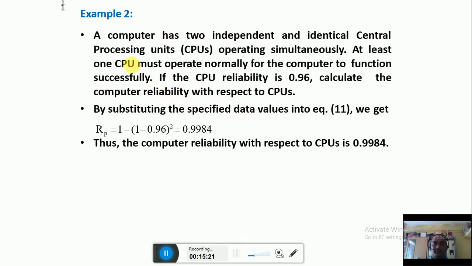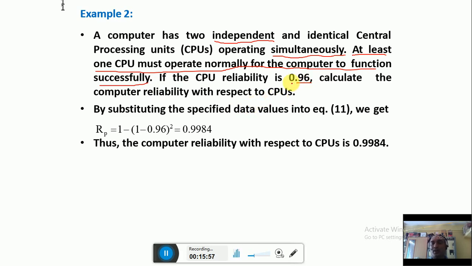The example is that a computer has two independent and identical central processing units, CPUs, operating simultaneously. You can see that simultaneously is what is important. As those two components are operating simultaneously and independently, the components are connected in parallel. At least one CPU must operate normally for the computer to function. This sentence is also saying that the components are in a parallel configuration. If the CPU reliability is 0.96, calculate the computer reliability with respect to the CPU.